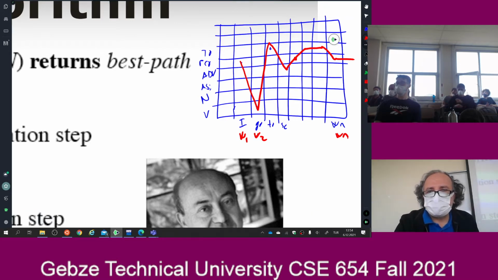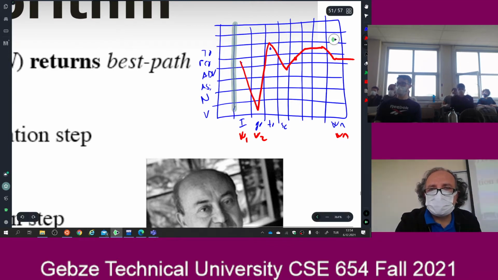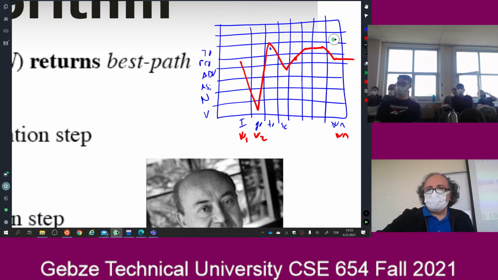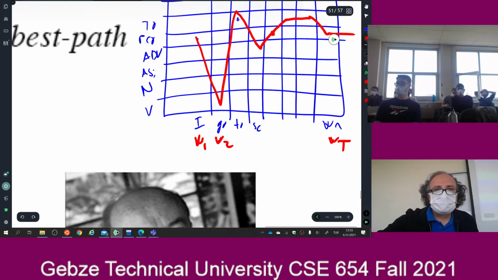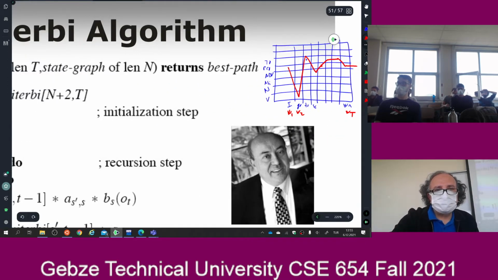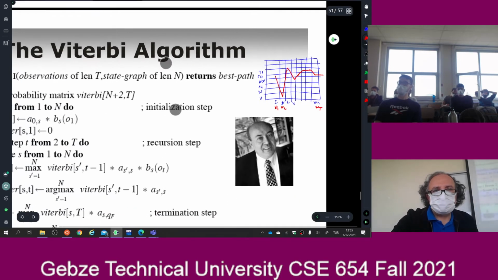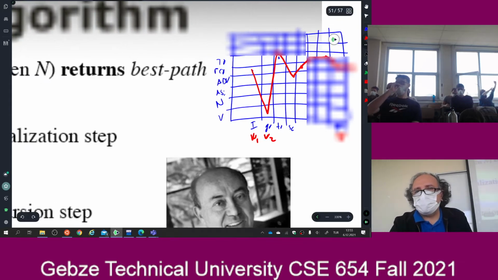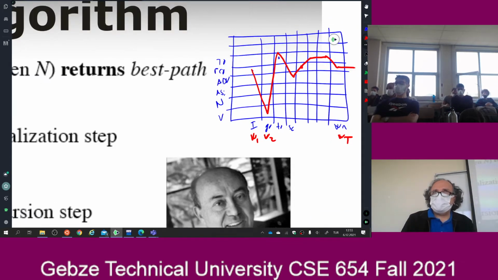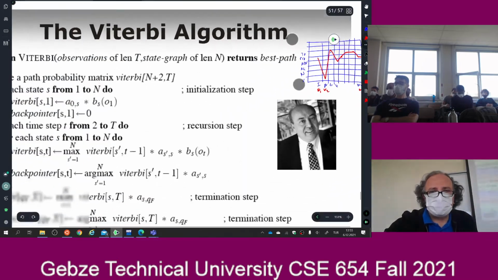Okay, so it starts. Oh, let me take this out. Did it fix it? Kind of. Okay, but let me keep compatible with what the book says. This is T, right? T is the number of observations. N plus 2 is the number of rows. N tags plus 2 will be our first and last states.